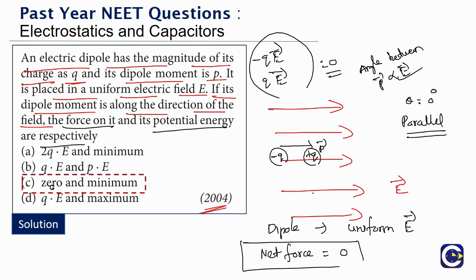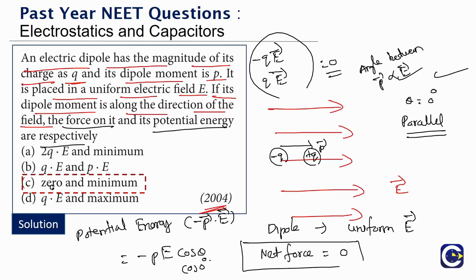Now what about the potential energy for the dipole, which is kept in a uniform electric field? What is the expression for the potential energy? It is minus PE cos theta, or minus P dot E. When theta is equal to 0, that is the orientation given, right? Theta is equal to 0 means here we will get cos 0, which is 1. So in this case the potential energy will be minus P into E, which will be the minimum energy that the dipole can ever have.